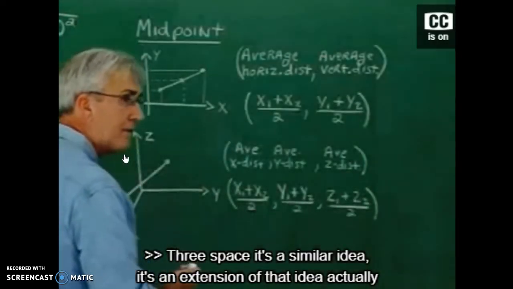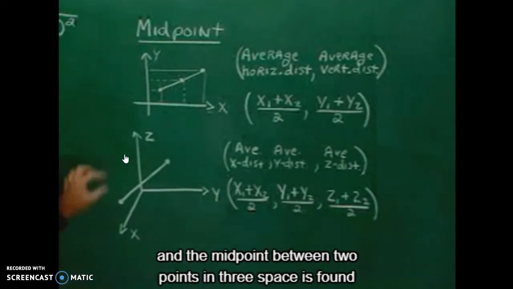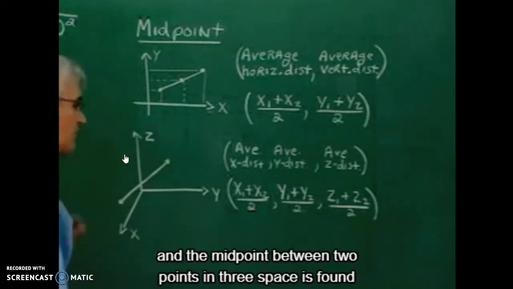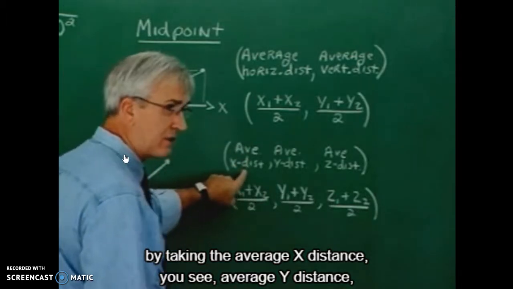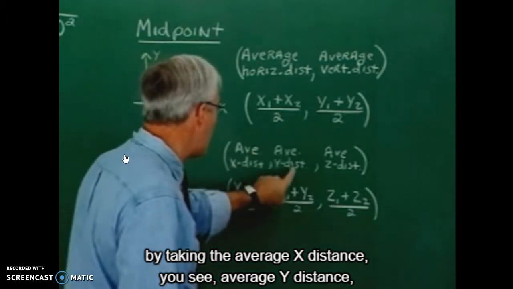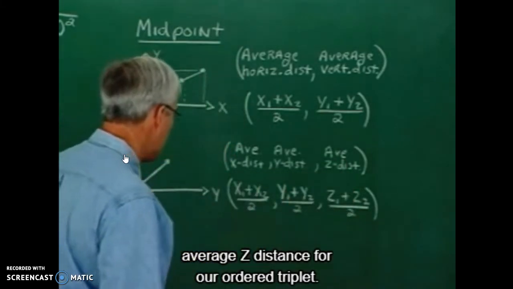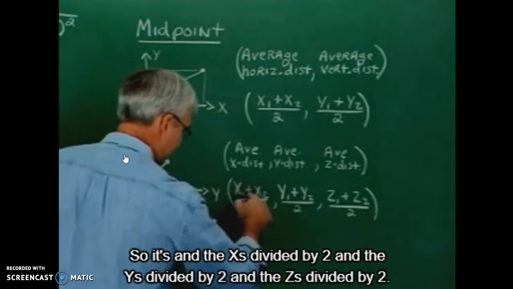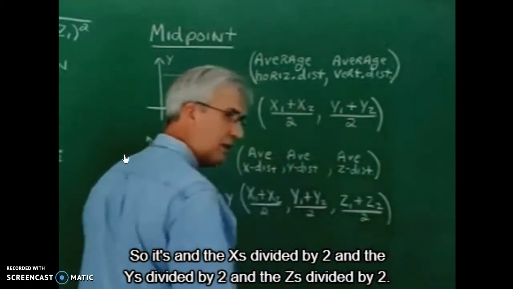It's a similar idea. It's an extension of that idea, actually. And the midpoint between 2 points in 3 space is found by taking the average x distance, average y distance, average z distance for our ordered triplet. So it's add the x's, divide by 2, add the y's, divide by 2, add the z's, divide by 2.